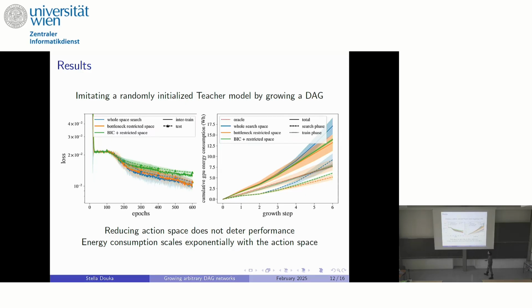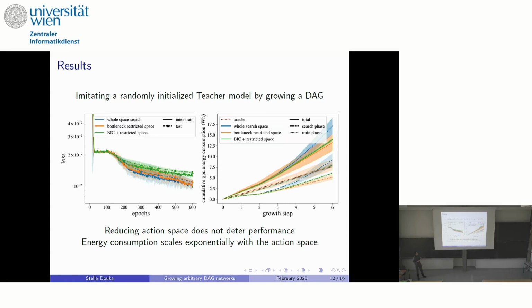What we want to do is to grow the DAG in order to imitate this teacher. So we have random parameters that do not mean anything for us, but they imitate a task that we might need to solve. And we want to grow the DAG to imitate the output of the teacher. In the first graph here, we have the loss in terms of the epochs that we train for. And this is trained for 6 growth steps. So we do intermediate training for 100 steps, then we grow the network.